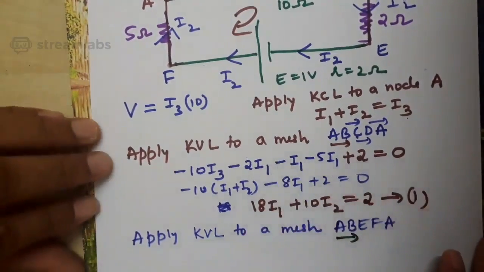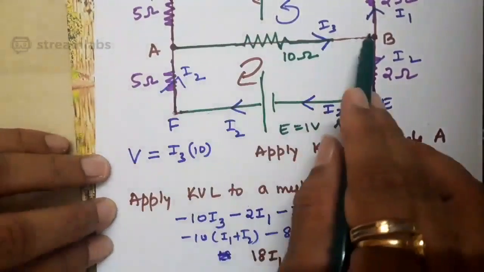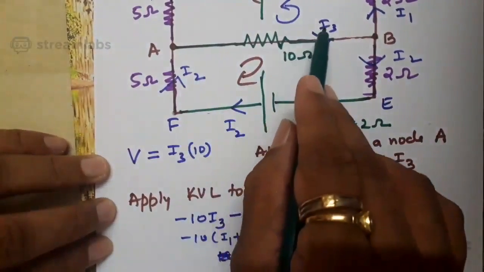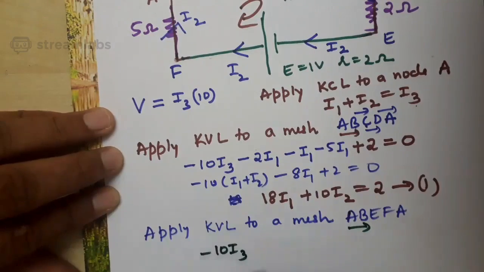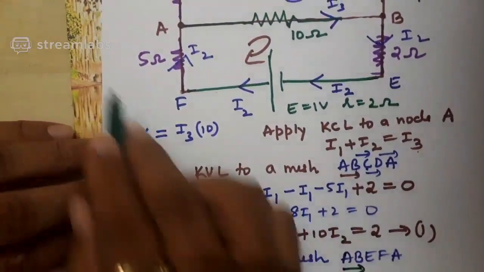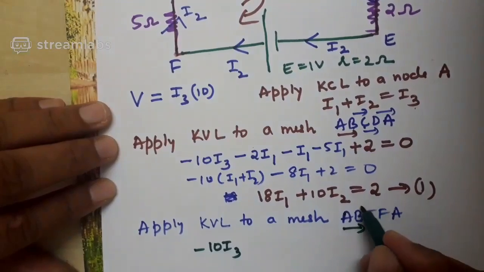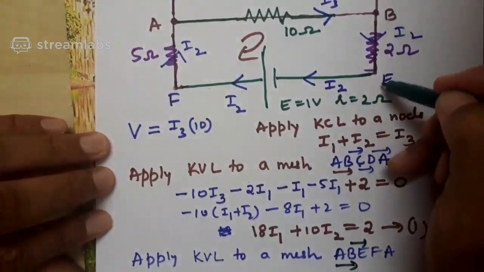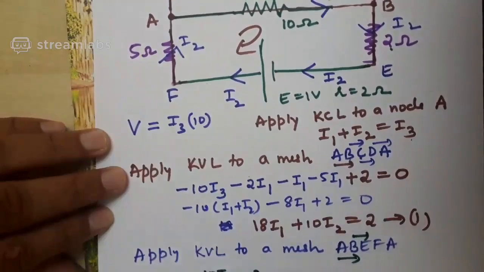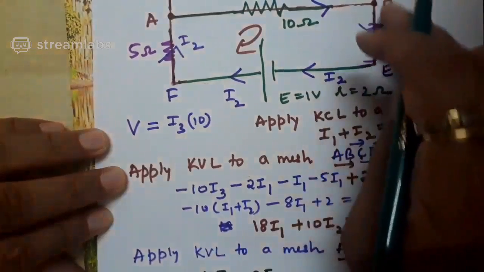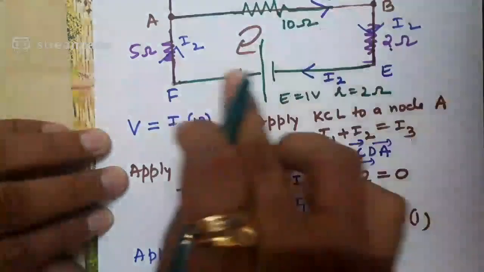A to B. Tell me, when you're moving from A to B, what is the resistance you meet? 10. What is the current I3? Plus 10 I3 or minus 10 I3? It is minus, because direction of a current is from A to B. Direction of a traverse is also from A to B. Then move from B to E. B to E, there is a resistance 2 ohm. What is the current I2? So plus 2 I2 or minus 2 I2? Obviously minus 2 I2, because direction of a current and direction of a traverse are same.